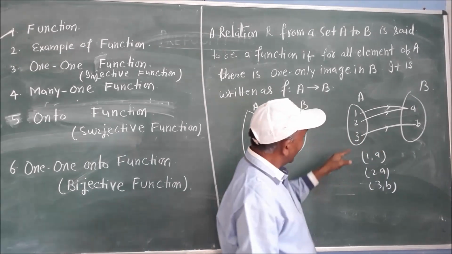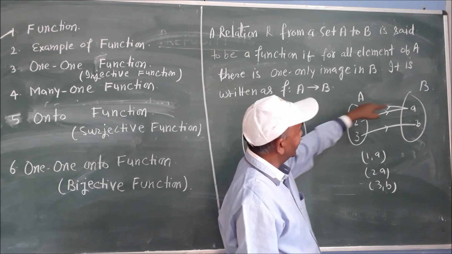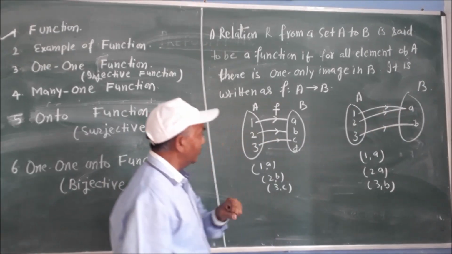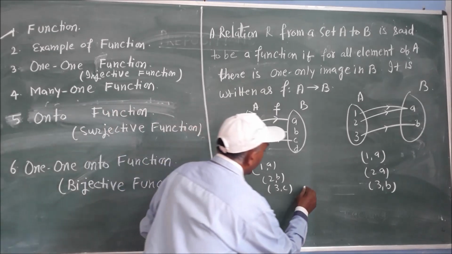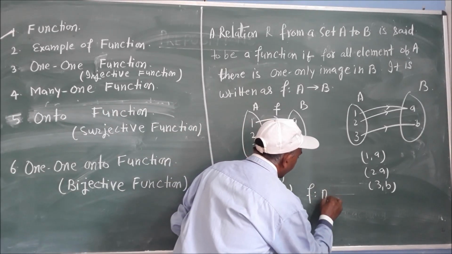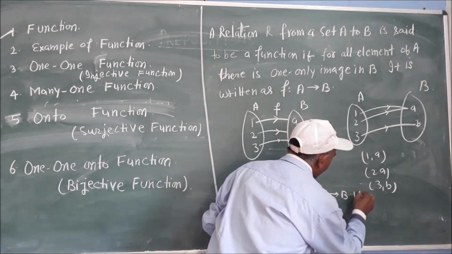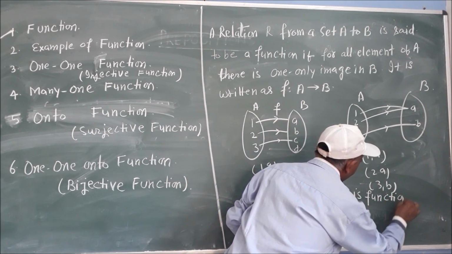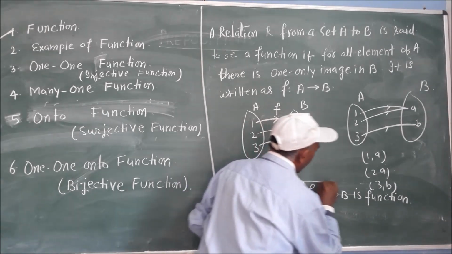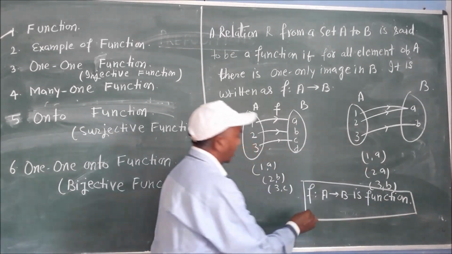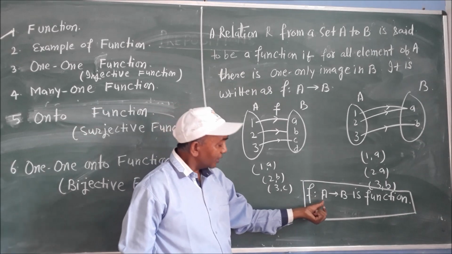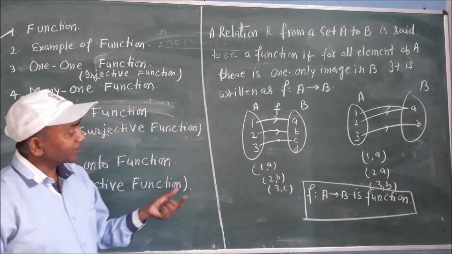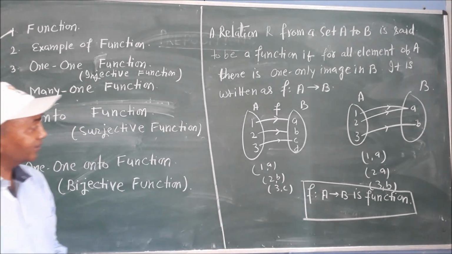So we are saying that each element of A has an image in B. A के प्रत्येक एलिमेंट के लिए B में इमेज है, तो हम लोग कहेंगे f such that A tends to B is a function. So f जो होगा A से B का फंक्शन होगा, where f is a rule by which each element of A has a unique image in B.